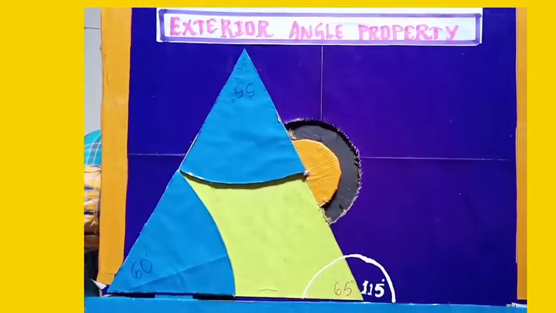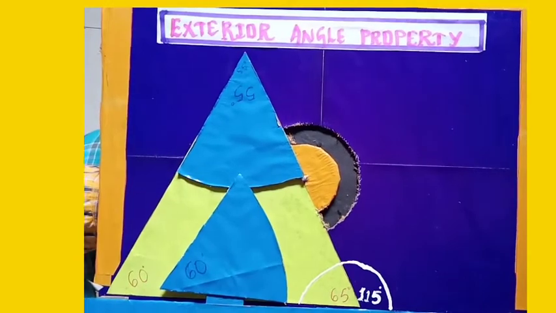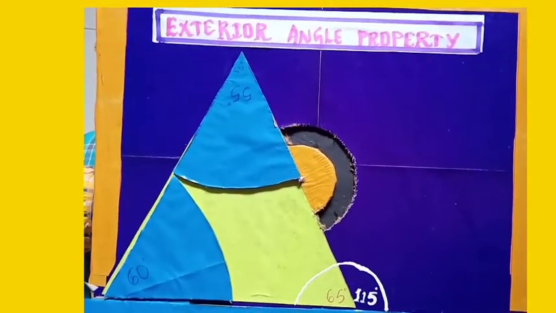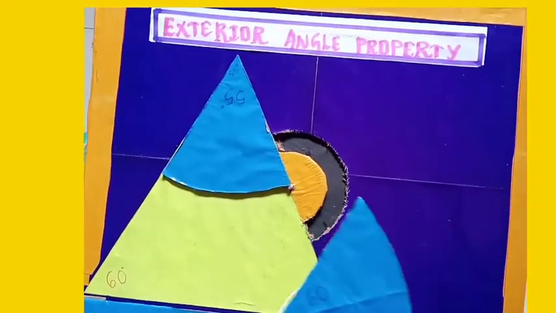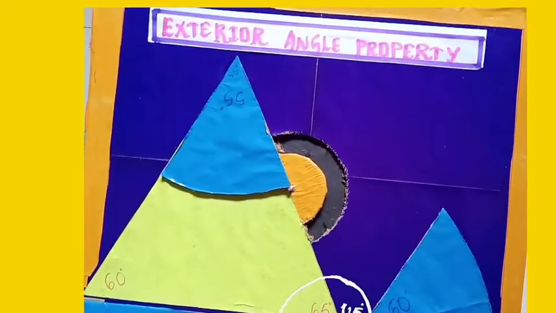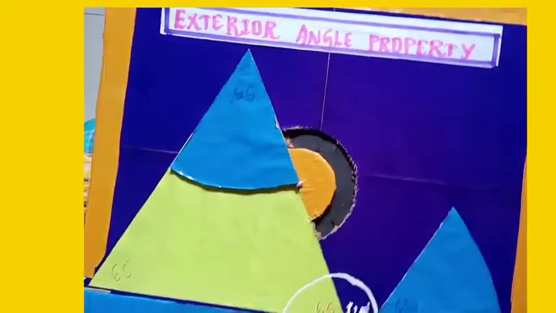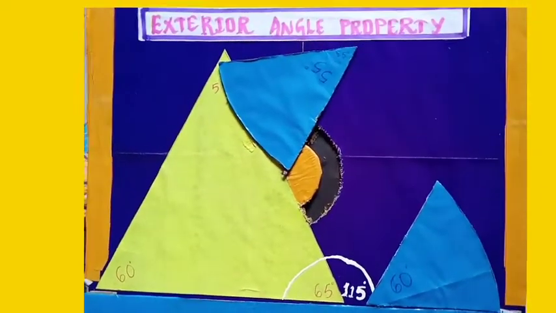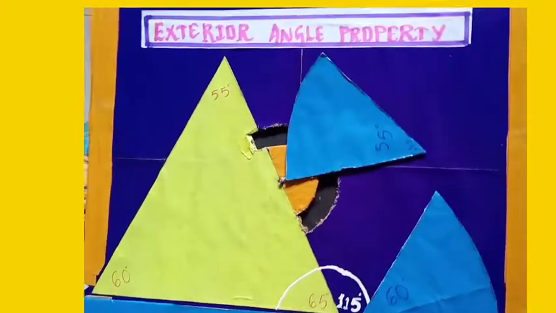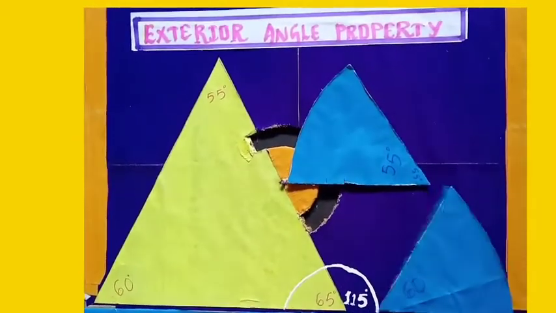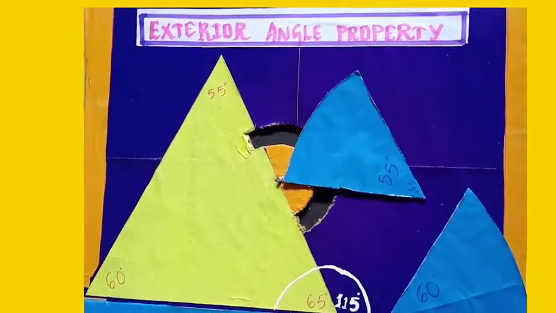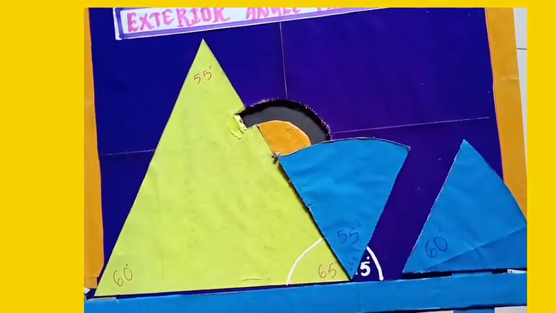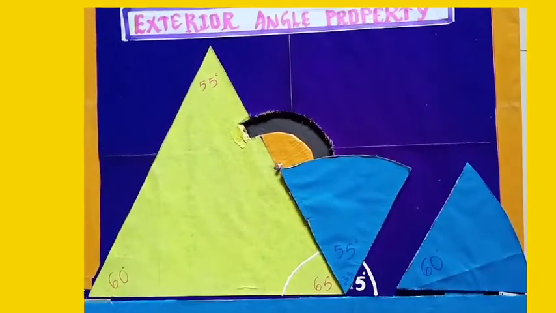Let us see the property by working model. Here I am moving this angle, this is 60 degrees, and then I will rotate this angle, this is 55 degrees. Here we have taken the two interior opposite angles of an exterior angle.